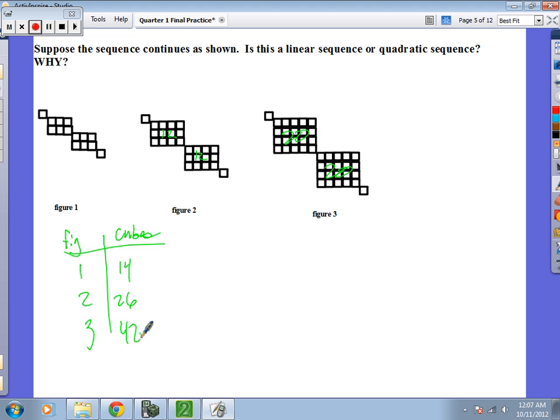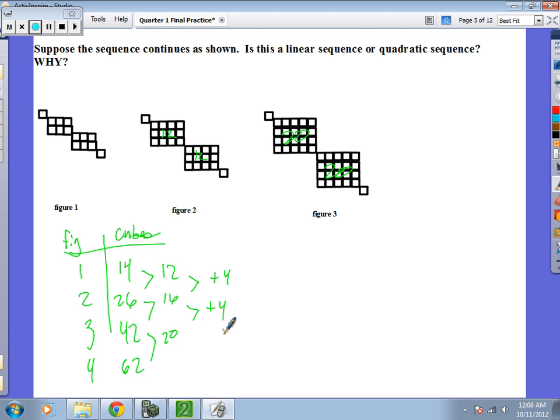Okay, now all you really need is 3. You have to have a minimum of 3 and you can find the pattern. 14 to 26, how much did that change? That just went up 12. Okay, what about 26 to 42? That went up 16. So you can probably totally guess number 4. I'll bet you money it is going to go up 20. So 42 plus 20 is going to be 62 cubes. I know that because these are increasing by 4 every time.